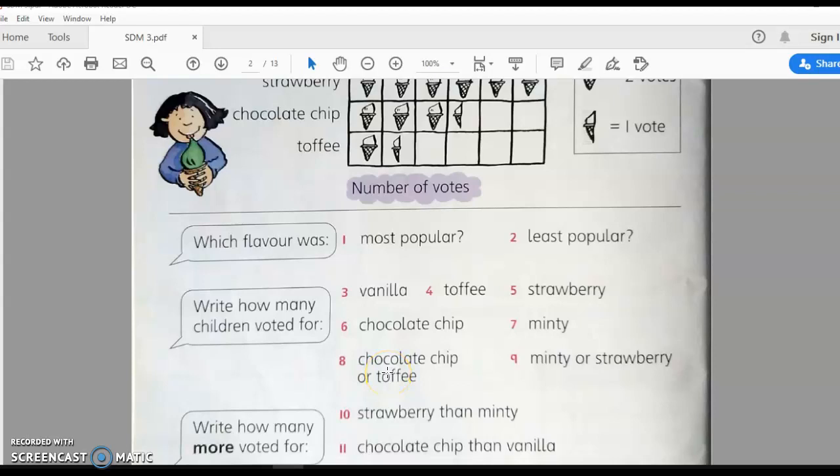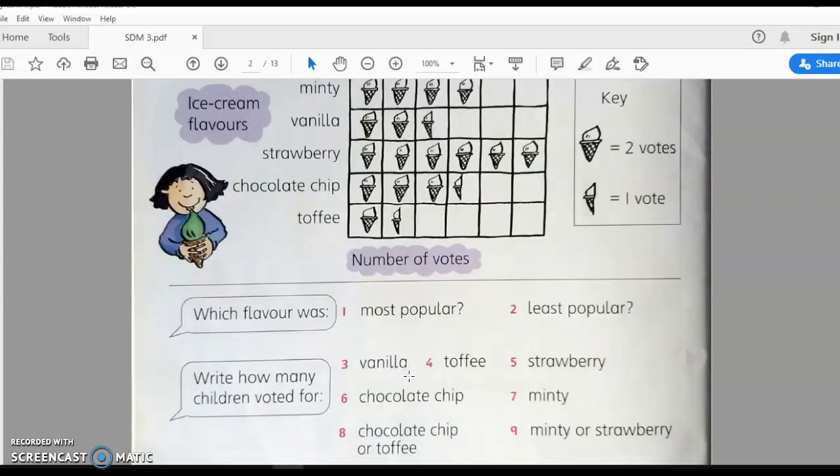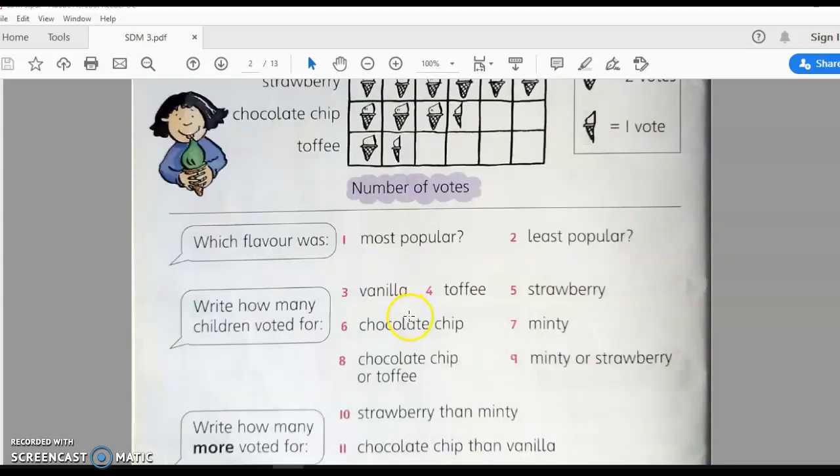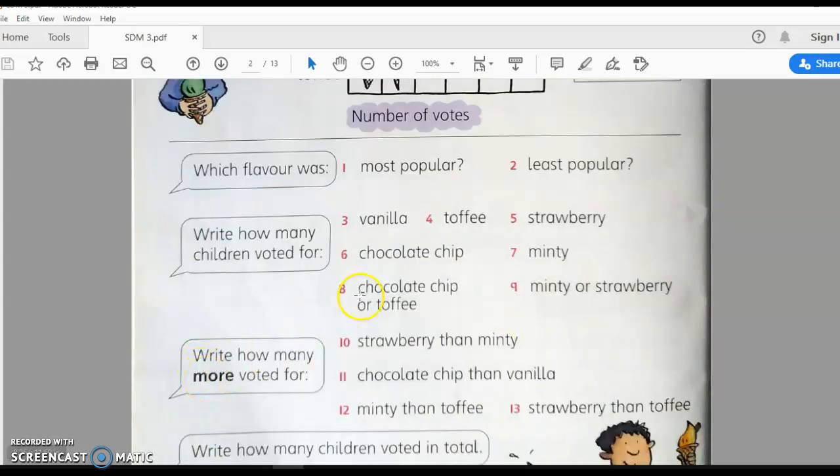So let's read the question again and then try and understand it. Write how many children voted for chocolate chip or toffee. So what we need here is both, the two of them. So we have chocolate chip and toffee, alright? Even though it says or, this means that we need to find out these two together, okay? Chocolate chip or toffee. So we'll find chocolate chip, it's here, and toffee is here. We count each of these, and then we add the number. So in this case, it's 2, 4, 6, plus 1, 7. So this should be 7. Toffee, 3. So 7 plus 3, and you write the answer here. And the same applies to this one, number 9, minty or strawberry. Okay? So some children voted for minty, and some children voted for strawberry. We need to add them up.